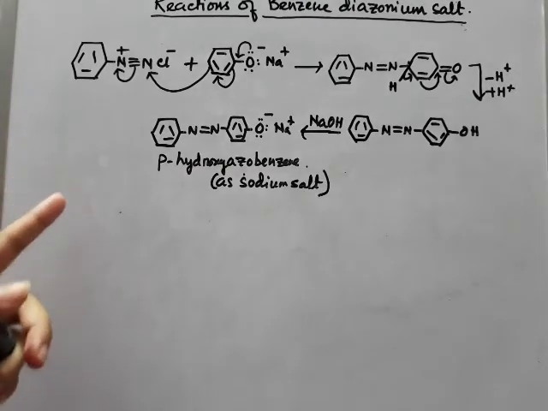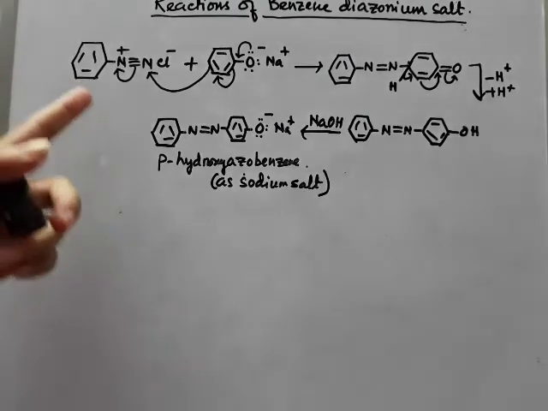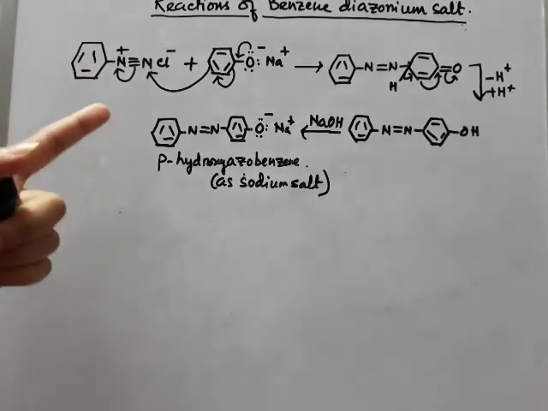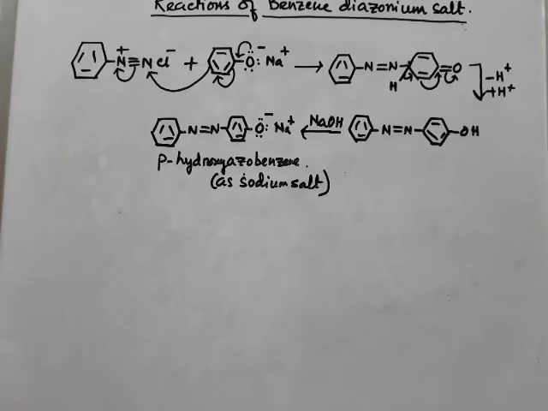If we take alkaline beta naphthol in place of alkaline phenol, or if we take amines, then also coupling reactions can occur and corresponding azo dyes we are going to get. So this is all about the reactions of benzene diazonium salts.